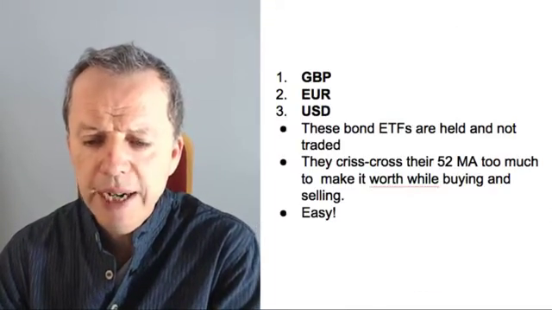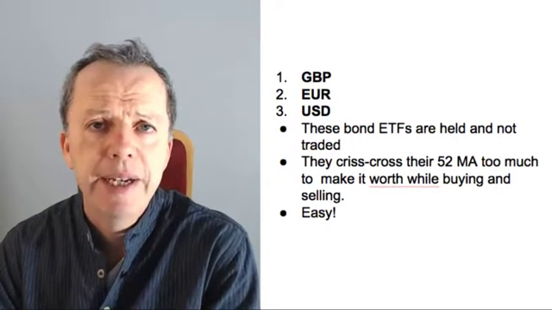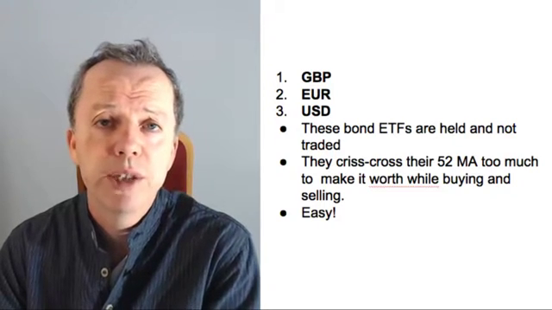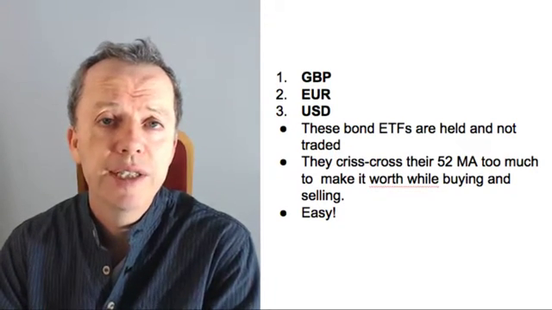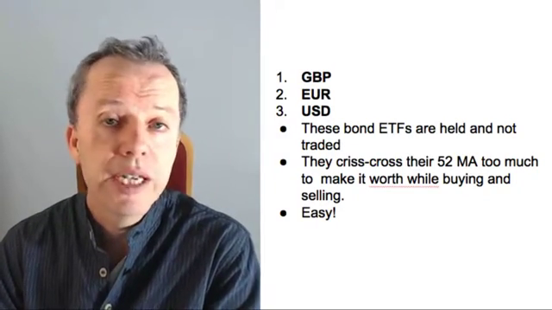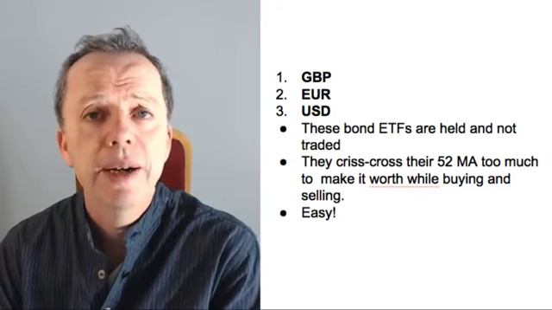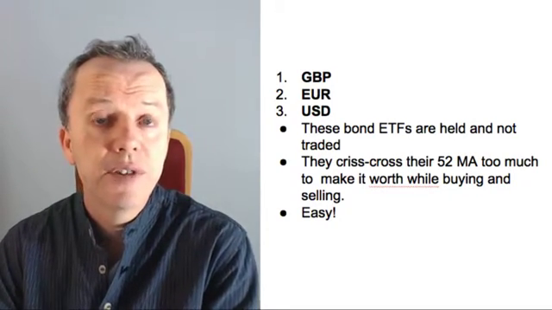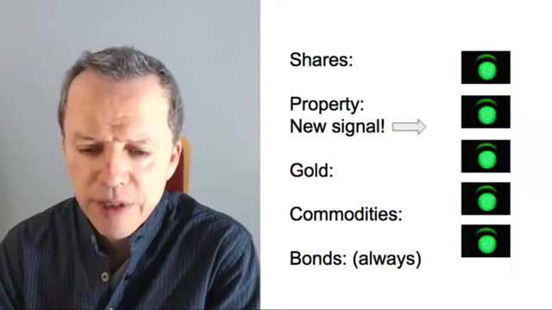Okay, looking at bonds now. I don't trade bonds because they crisscross above their MA52 far too much to make it worthwhile coming in and out of the bond market. So I have 3 different bond funds, one that's denominated in British pounds, one in euros, and one in US dollars, and I just hold them as a diversification of my investment. I don't trade them. I don't even look at the graphs.